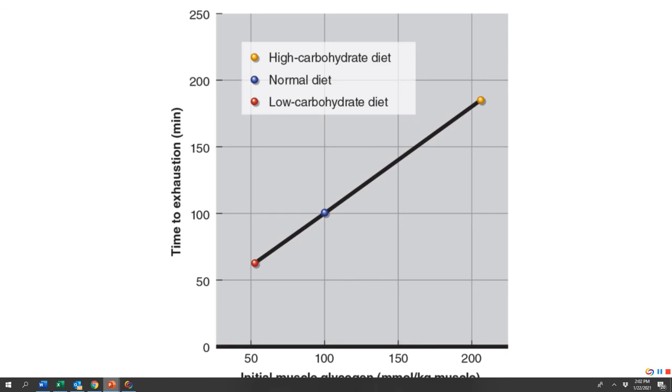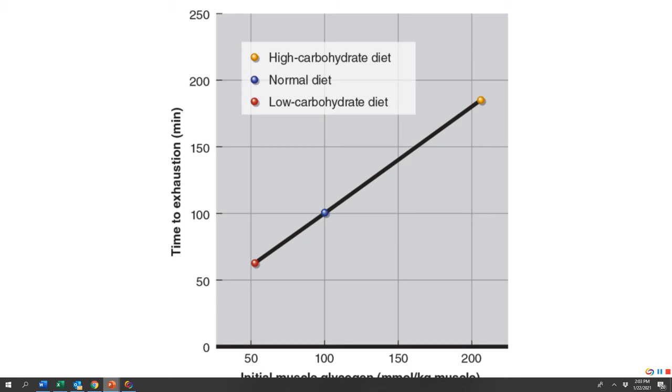So now let's do another one. Again, I apologize. I don't know why this is collapsed like this. So this says initial muscle glycogen. So how much glycogen do we have to start off with? And what's happening with time to exhaustion? So we've got 3 different diets here, and this exercise was done at 75% of max. So basically, working at 75% of your VO2 max, or your maximum aerobic capacity, how long could you exercise?